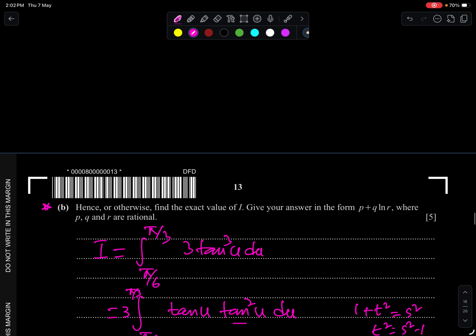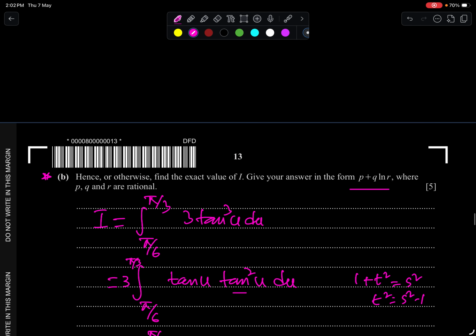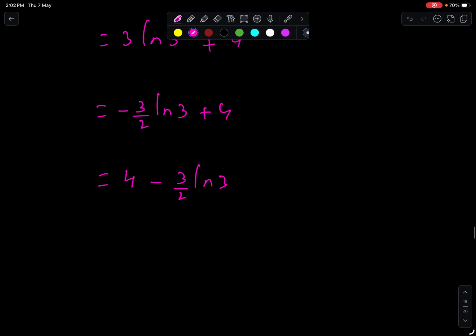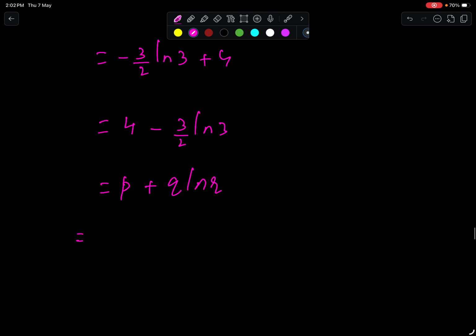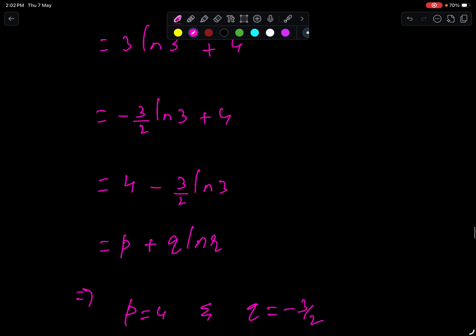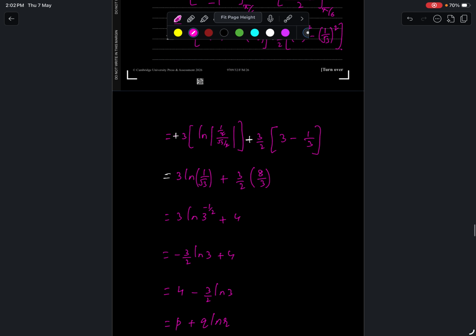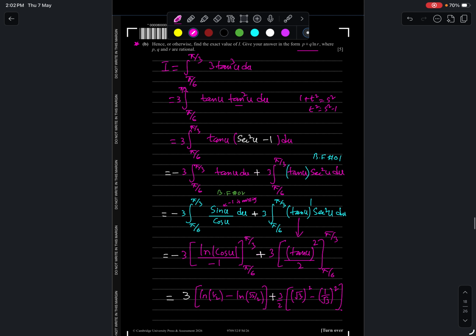This is the required form, P plus Q ln R. Therefore, P is 4 and Q is minus 3 upon 2. Okay. Please check this solution again.